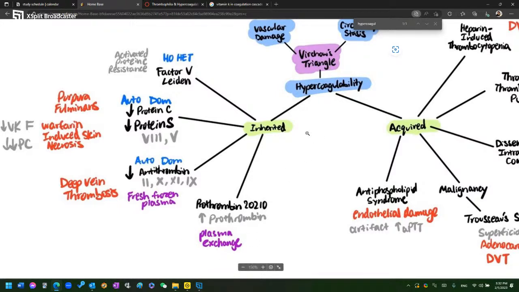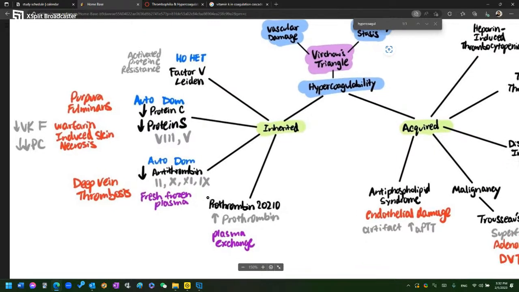So if we were to sum up all the inherited conditions, right, these are all intrinsic and common. And then this one is just common, prothrombin, because it's really down the ladder.